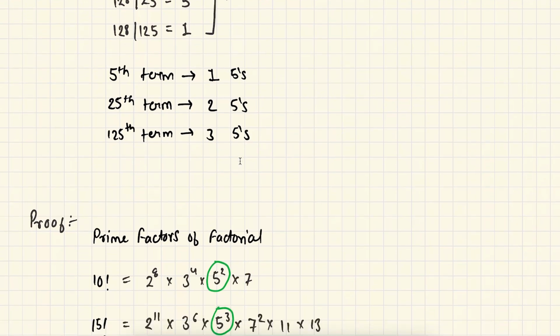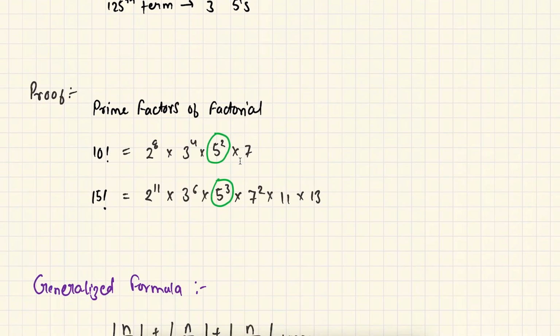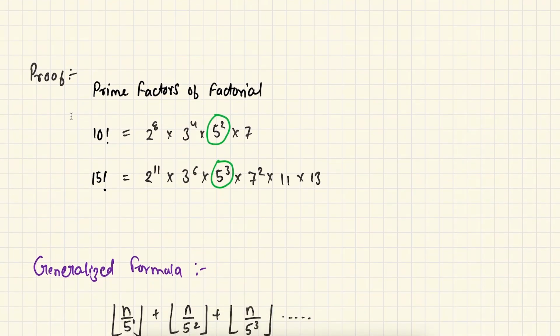But how can we be sure that our approach is correct? So let me show you some proof. So let's see this with an example. In case of factorial 10, we get some number, and if we write prime factors of that number, we simply get 2 to the power 8 into 3 to the power 4 into 5 to the power 2 into 7, and the highest power of 5 is 2. It means there are 2 trailing zeros in factorial of 10.